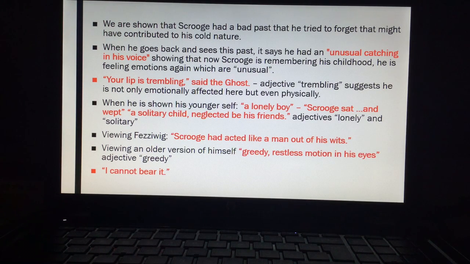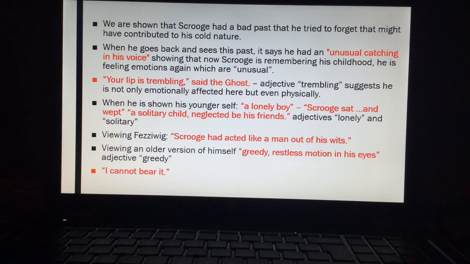And then when he views the older version of himself, we get this description: greedy, restless motion in his eyes. Look at your simple one-word adjective, greedy. Greedy does link us back to tight-fisted, to the clutching, squeezing, wrenching man from the beginning. And I suppose as well as that, we've got restless, because as I said earlier, it's almost as if there's nothing inside of this man, no feeling.